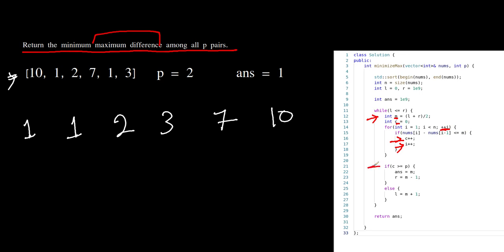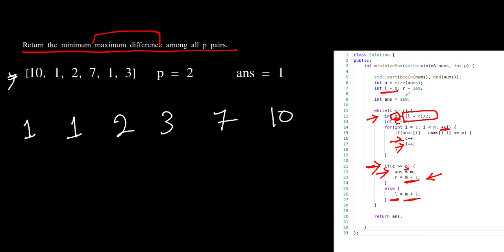and if the counter is greater than or equal to the given p, that means this is a valid answer, so we set the answer to m, and we will look for a smaller number to see if it can give us also an answer. So we move right equal m minus 1 and left equal m plus 1, and this is the middle value of every iteration.